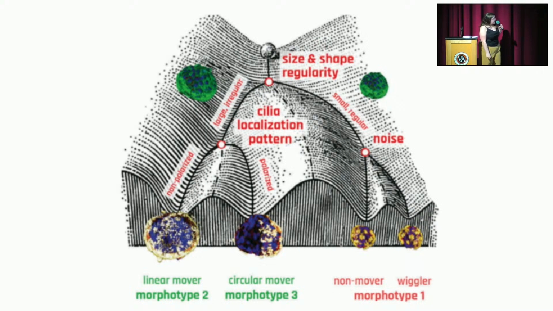So here's a little diagram of the different morphotypes and how they move. So as you can see, the cilia on morphotype 3 is polarized, and the cilia on morphotype 2 is not. And then the two smaller anthrobots are morphotype 1.